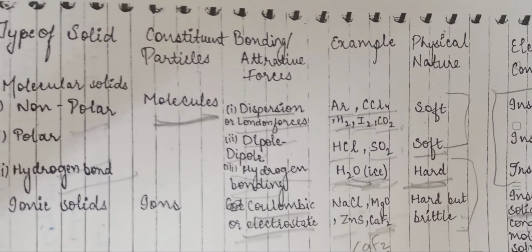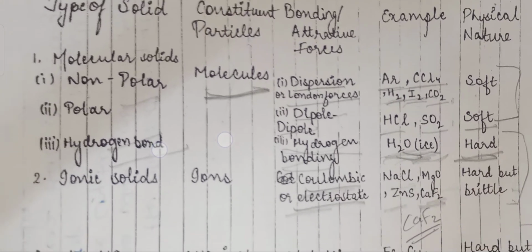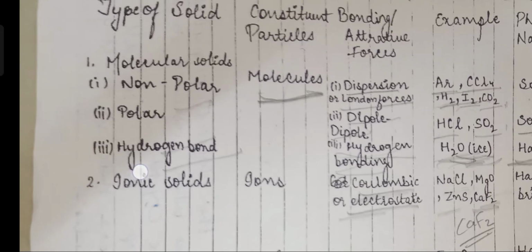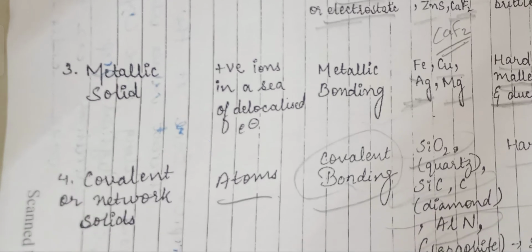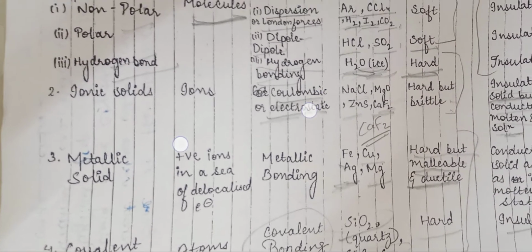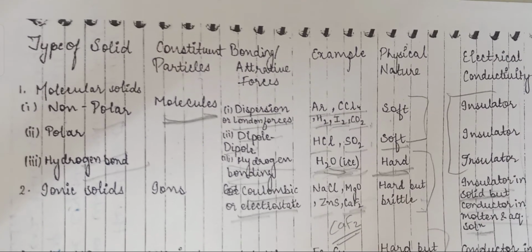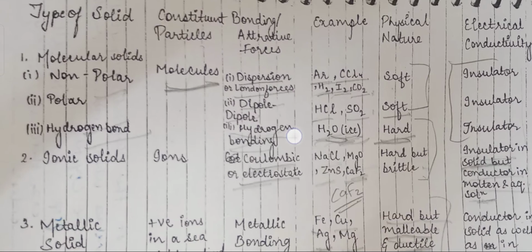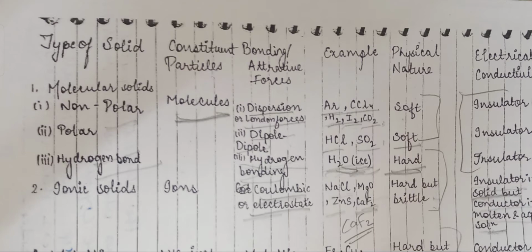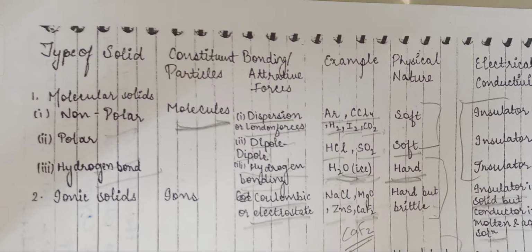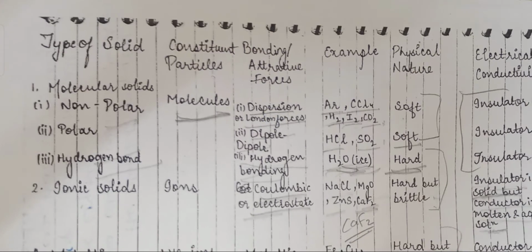We have molecular solids. Under molecular solids we have non-polar, polar, and hydrogen bonded. Then second we have ionic solids, then metallic solids, and then covalent or network solids. It is simple. Now we will start with molecular solids. The constituent particles of molecular solids are molecules, as is visible from the name. Then the bonding or attractive forces: in non-polar solids, they are dispersion or London forces.